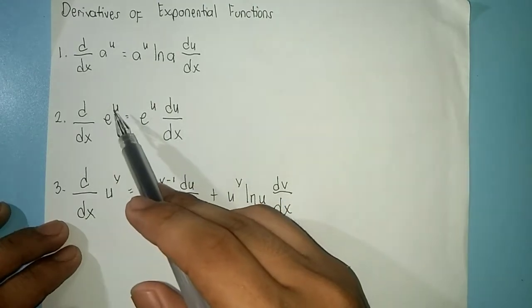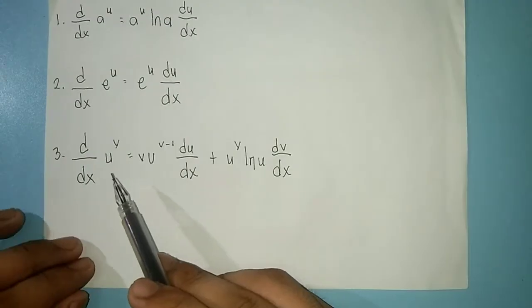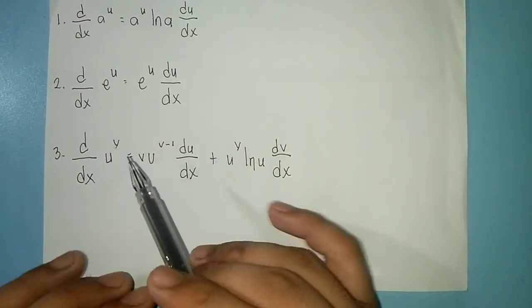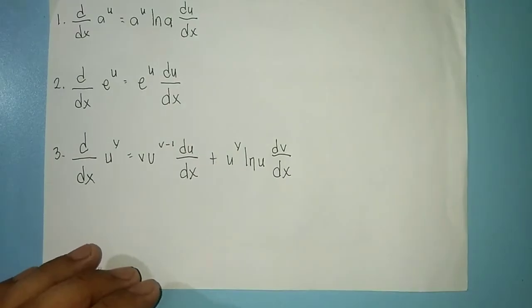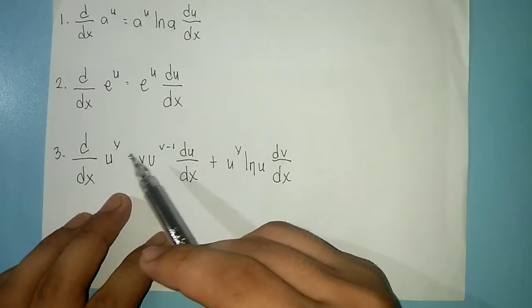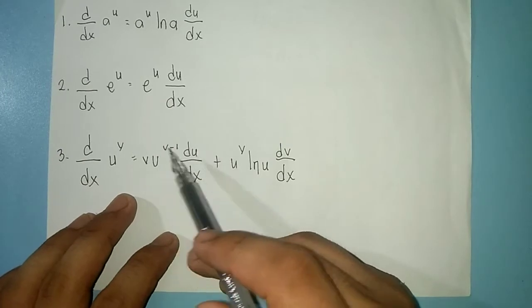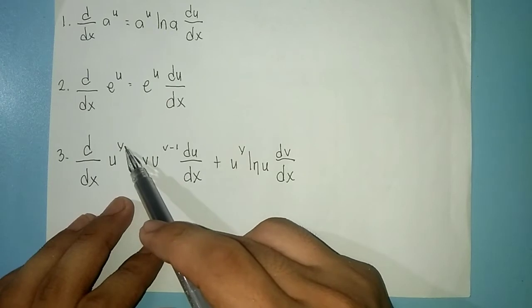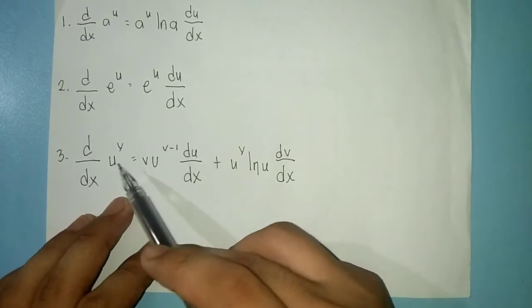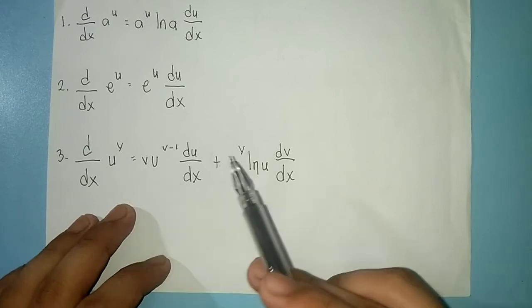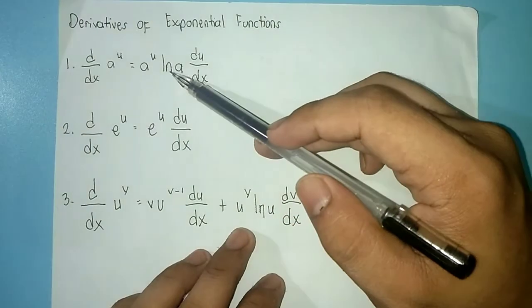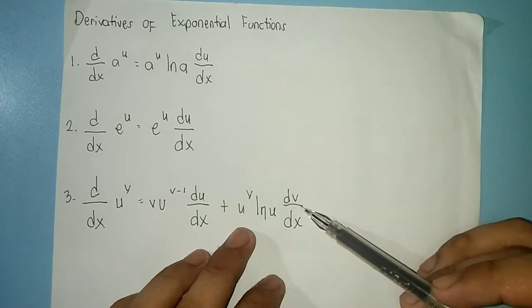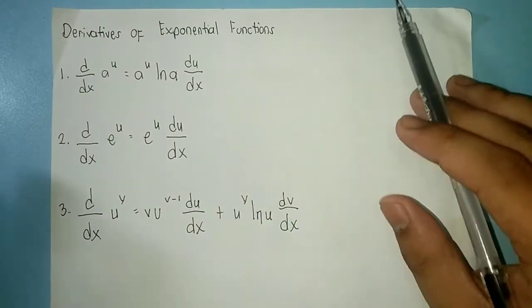yung derivative ng u. So, for derivative of u raised to v, yung una, katulad siya nung nakaraang rule sa basic differentiation or yung derivative of algebraic function, ibababa natin, yung sa u raised to n, ibababa natin yung exponent v, tapos babawasan natin yung exponent ng isa, so u raised to v minus 1, then derivative ng base. Plus, yung katulad nito, e raised to u. Kopya yung u raised to v, ln ng base, tapos derivative ng exponent. Okay, so proceed kagad tayo sa example.